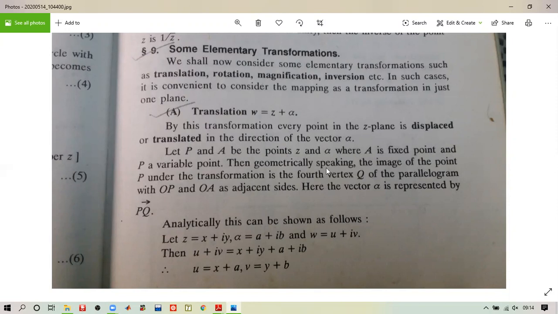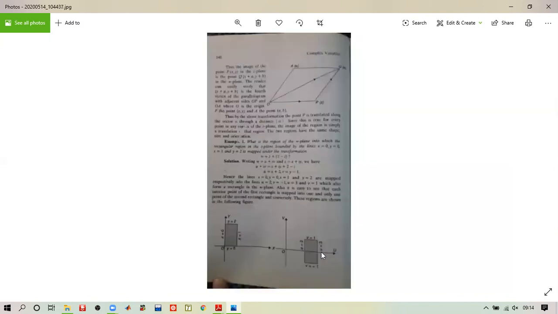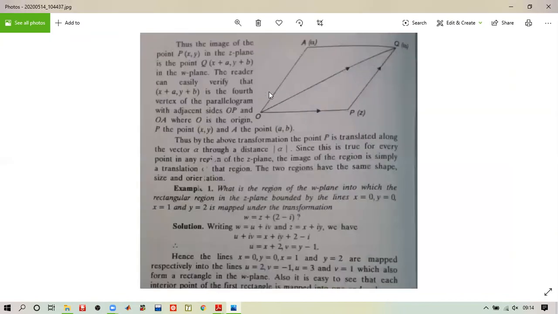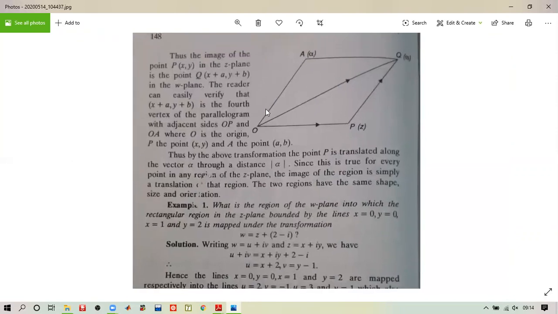Analytically, we can see that if z equals x plus iy and alpha equals a plus ib, where omega equals u plus iv, then u plus iv equals x plus iy plus a plus ib, then we have u equals x plus a and v equals y plus b.